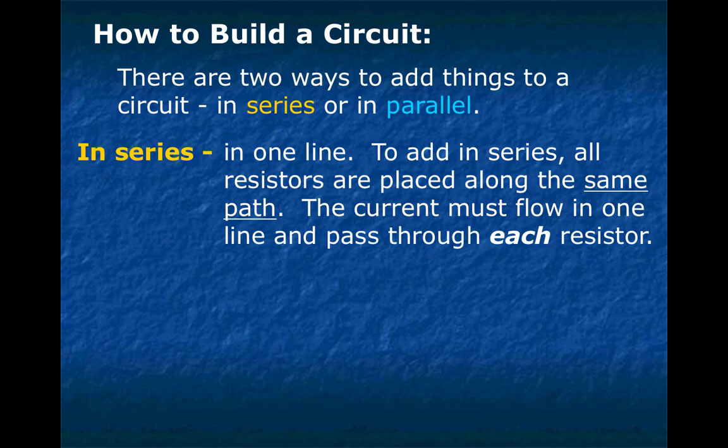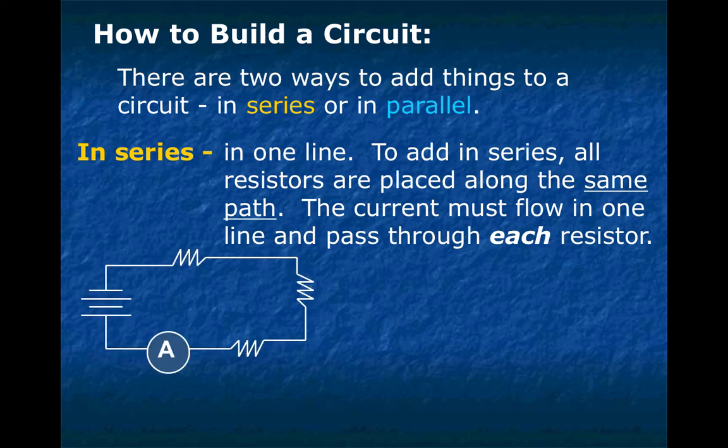So when you add things in series, all the resistors are placed along the same path. Here's the key. The current must flow in one line and pass through each resistor. So every single resistor is going to experience every single electron going through it, and vice versa. I guess the better way to think about it is that every single electron is going to experience each resistor.